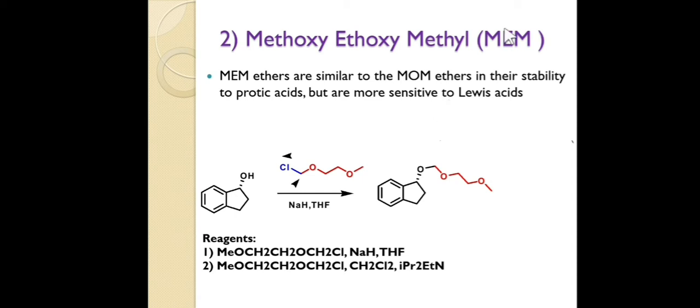So what is MEM? Let's see what methoxyethoxymethyl is. This is a methoxy, ethoxy, and then methyl, so it is called the MEM group. The mechanism is very simple. The oxygen lone pair will attack this carbon, which is electron deficient because of chlorine and oxygen, and chlorine will leave as a leaving group.